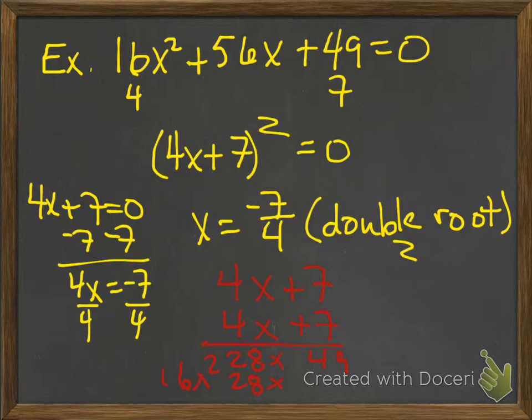Okay, so when it's those kinds of problems and the two at the end are square roots, you just take the square root of both of them and then put them in parentheses. So you get the square roots, and you still try to solve it: 4x plus 7 is 0.